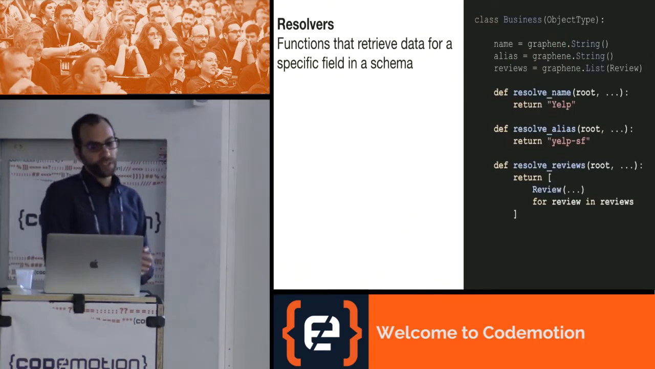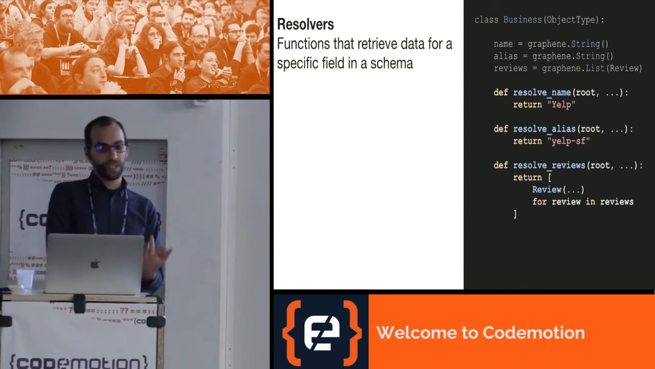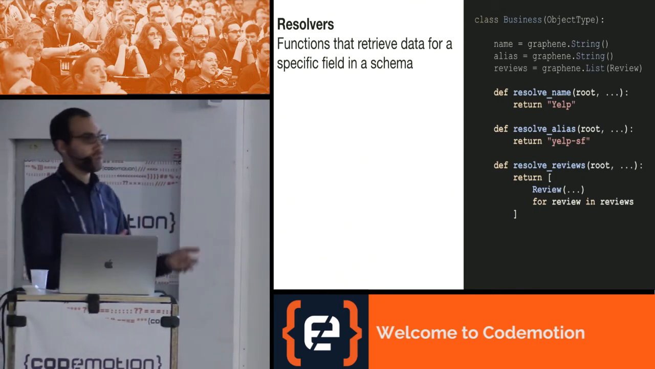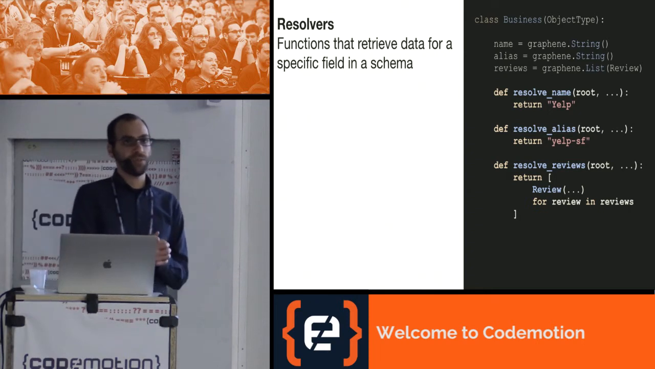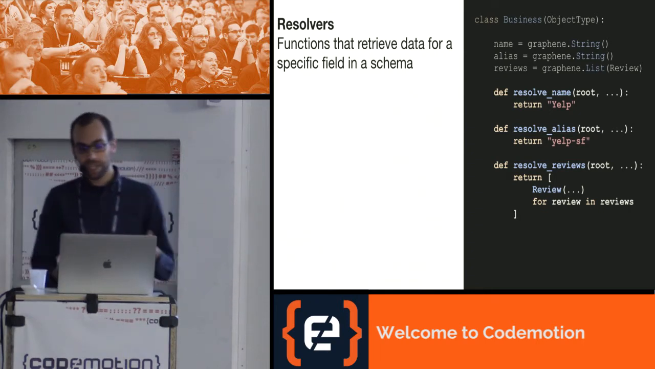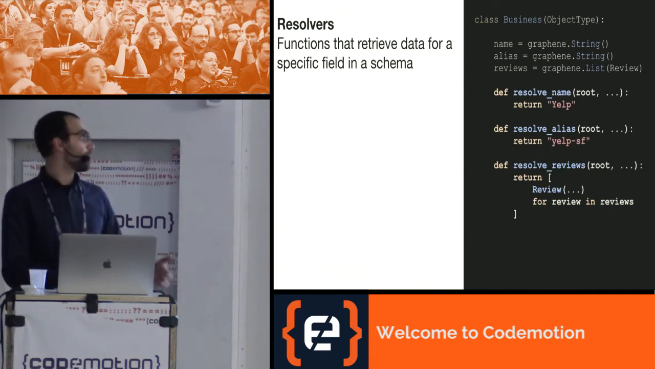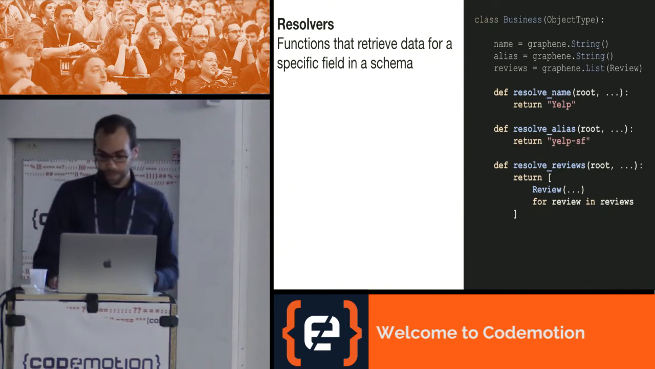And lastly, you've got resolvers. Resolvers are the functions that retrieve data for a specific field in the schema. These are effectively the workhorse of a GraphQL API. This is where you're going to be doing all your data loading, all your data munging, any data manipulation you need to do. It's all going to happen inside of these resolvers.